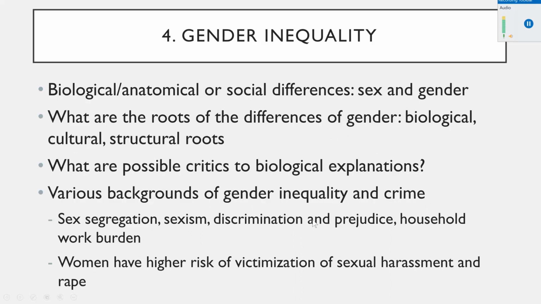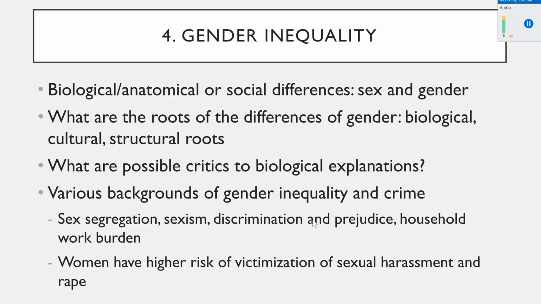Gender inequality is also a topic. Sex is the biological term, and the social differences are about gender. So we can see the roots of the differences as gender: biological, cultural, and structural roots. There are many critics of the biological explanations because they think gender implies some inferiority or superiority. If the biological factor alone may not explain those differences, you may need to check about that. And there are also various backgrounds of gender inequality and crime, like sex segregation, sexism, discrimination, prejudice, and household work burden.